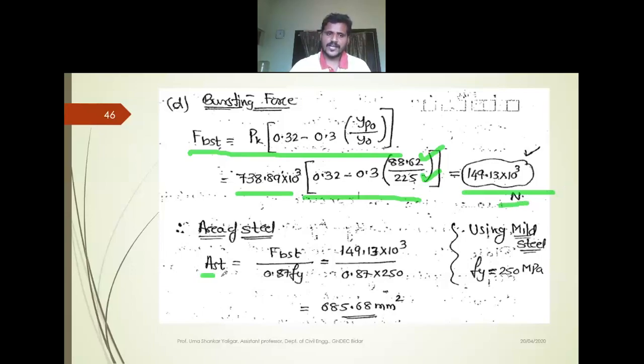Then you need to calculate the area of steel in the end zone, which is the bursting force divided by 0.87 fy. We know the bursting force and 0.87 fy. If you substitute all these values, you will get 685.68 mm square. Here we have taken fy equal to 250 MPa, which means we have taken mild steel.